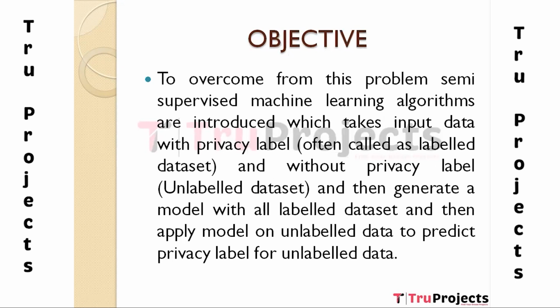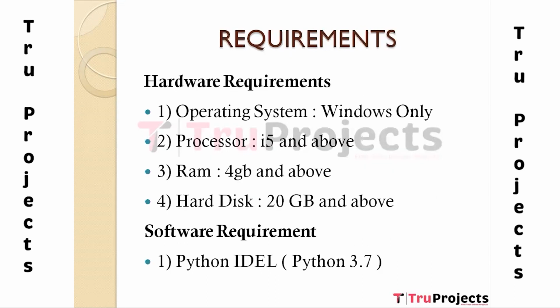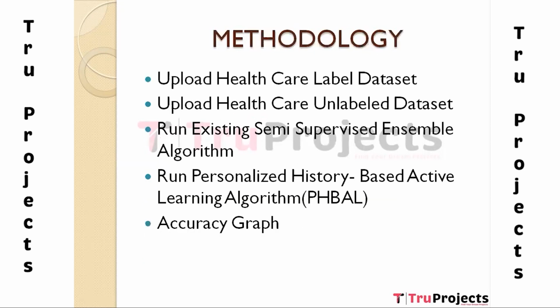In this project, the main objective is to solve this with semi-supervised machine learning techniques, by introducing input data with a privacy label and an unprivacy label to predict for privacy storage systems. Hardware requirements we need: operating system Windows, processor i5 and above, RAM 4 GB and above, hard disk 20 GB and above. Coming to software requirements, we need to install Python version 3.7.